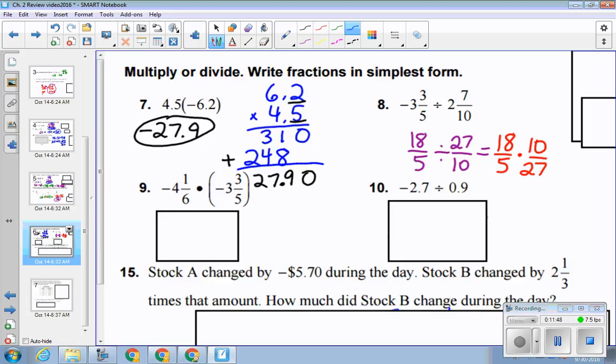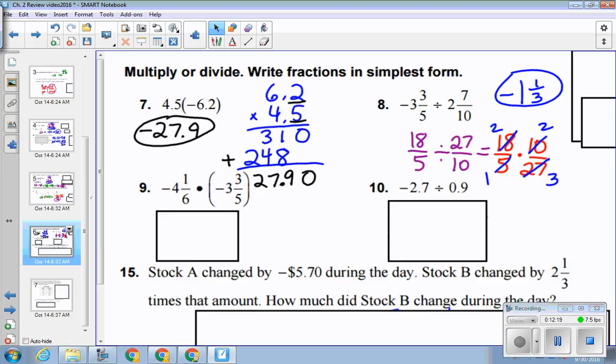It can make a big difference because first, let's look at 10 and 5. They can each be divisible by 5, so we now have a 2 and a 1. And 18 and 27 are each divisible by 9. So we have a 2 and a 3. Now it's like a super easy problem of 4 over 3, but our answer is going to be negative, and I'm going to write it as a mixed number. So this ends up being negative 1 1/3.